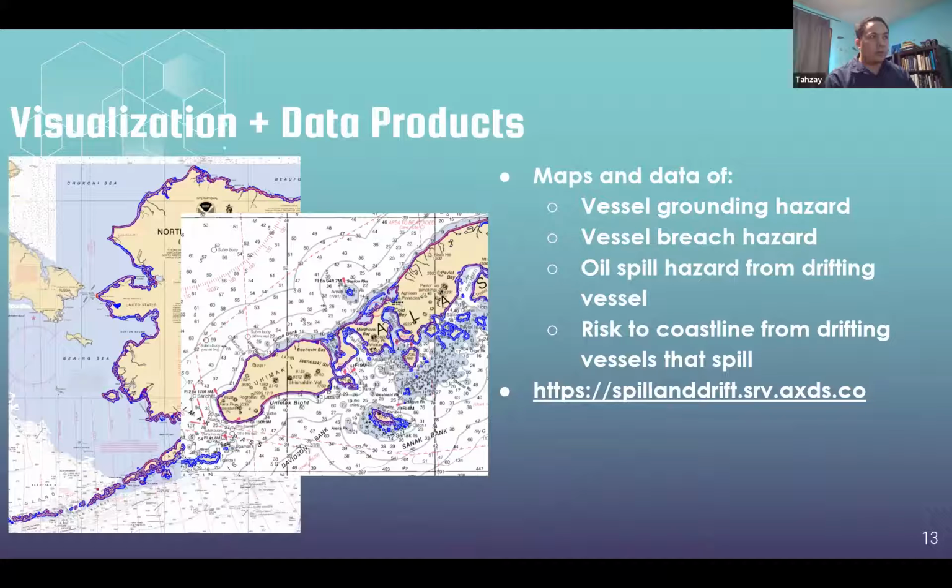And we were able to begin to create the maps and then the underlying data, if people want to have that underlying data, of the vessel grounding hazards that's associated with the vessel just literally leaving from any given grid point and grounding onto a particular shoreline. The vessel breaching hazard, so once it gets to the shoreline, what's the hazard of it breaking apart? And then the spill hazard associated from that particular vessel that had drifted and then spilled, and then the subsequent risk to the shoreline from that.